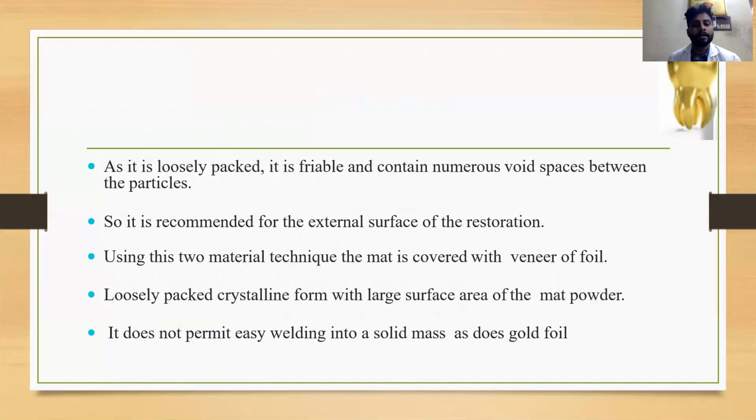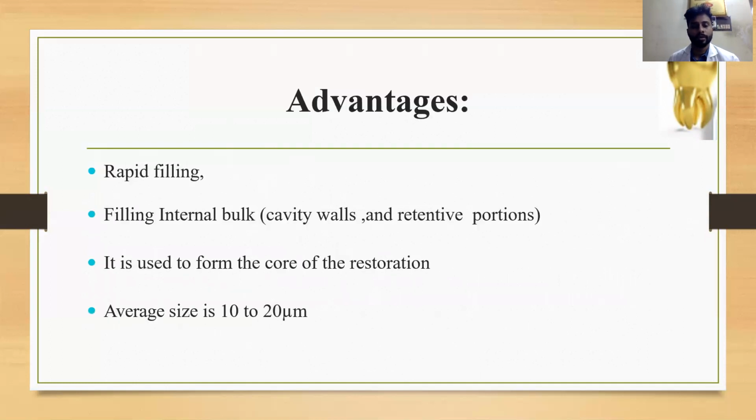As it is loosely packed, it is friable and contains numerous white spaces between the particles. So it is recommended for the external surface of the restoration. Using this two material technique, the matte is covered with a veneer of foil. Loosely packed crystalline form with large surface area of the matte powder does not permit easy welding into a solid mass as does gold foil.